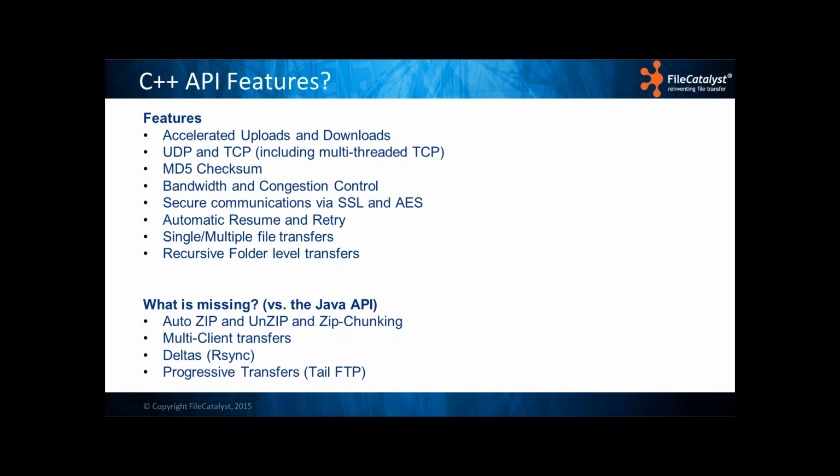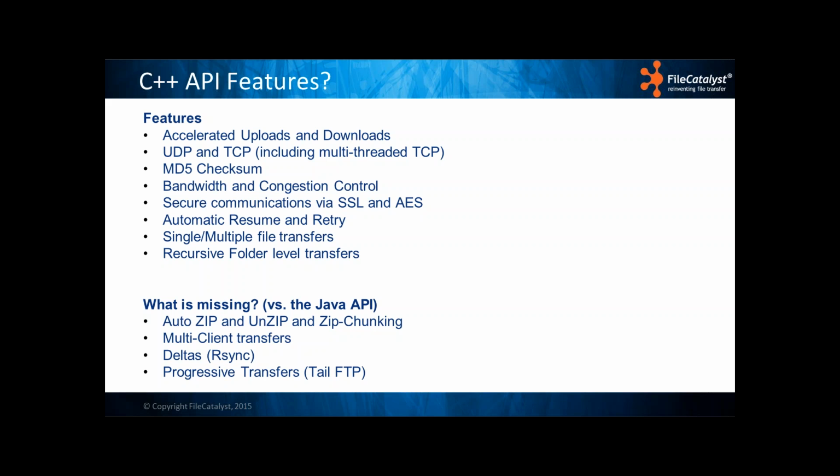What else is not available is multi-client transfer. So with our Java API, if you point it to a folder and you set it to, let's say, 4 worker threads, 4 files will be going all at once. You can define priorities of I want the largest files first, I want the smallest first. So the multi-client allows you to specify simultaneously what to transfer. The C++ API only transfers 1 file at a time. Deltas or rsync.